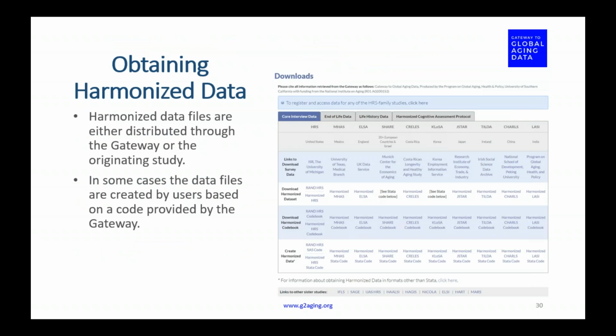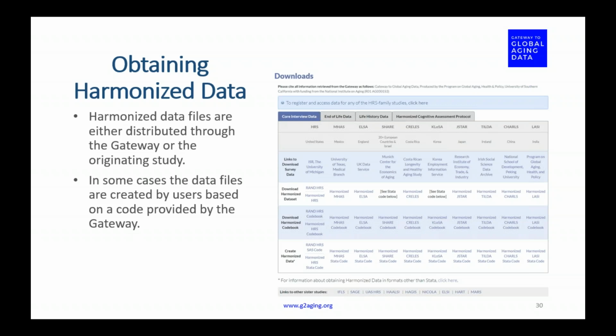So let's talk about how you obtain harmonized data sets. Harmonized data files are either distributed through the Gateway or by the originating study. This is our download page here that you can see on our right. The first thing that I'll mention here is you can also get a link to download the original survey data. As I said, the Gateway doesn't usually provide survey data. You would have to go to each study and register for that for yourself.